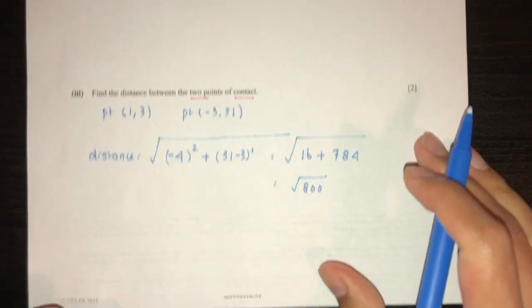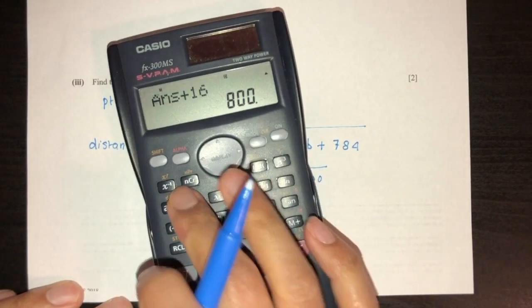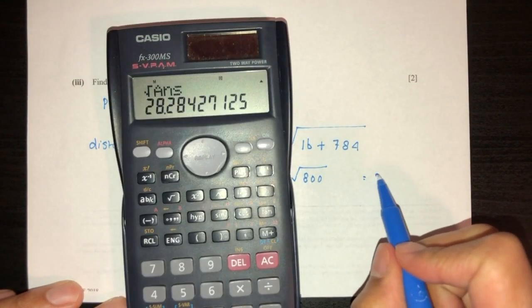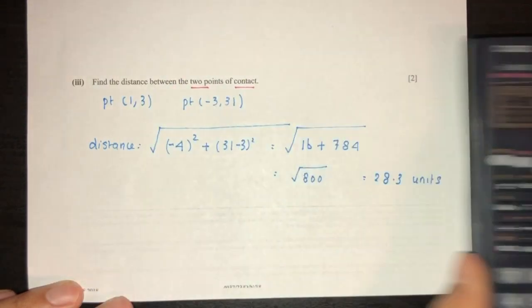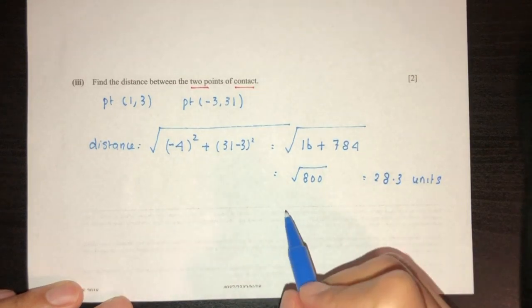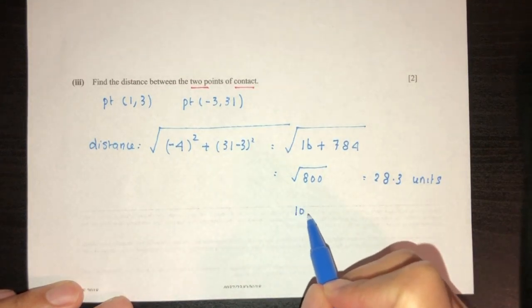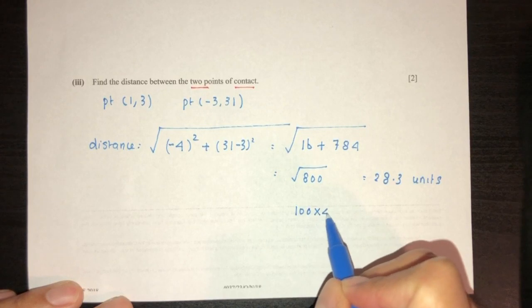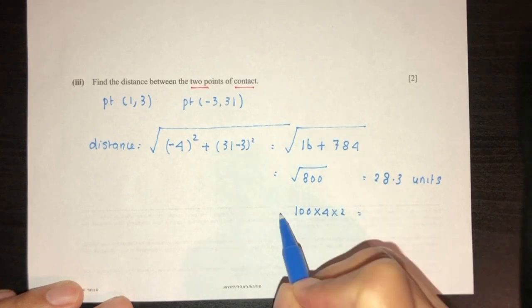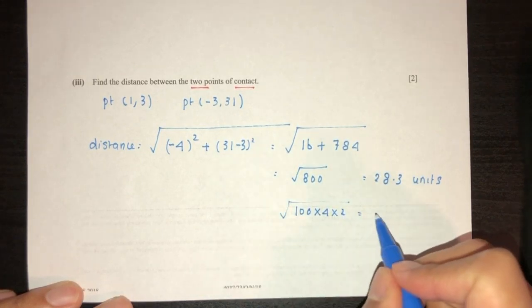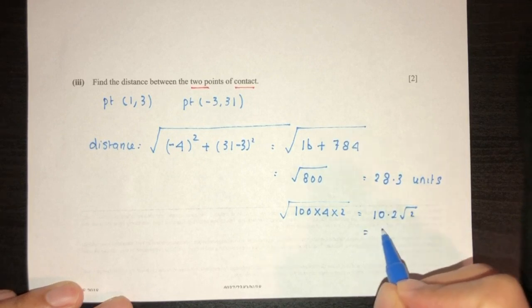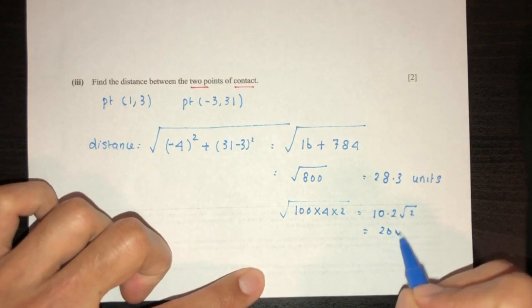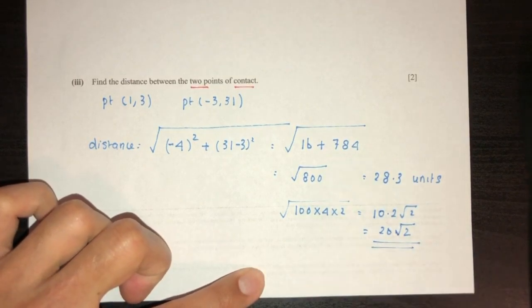Now if you want to evaluate this, you can always do that. You will have 28.3 units. Or if you want to provide the answer in exact form, you can always write this down as 100 times 4 times 2, right? That will be square root of that. That should give you 10 times 2 times root 2, which is 20 root 2 units as your answer for exact value. This is in terms of decimal places.